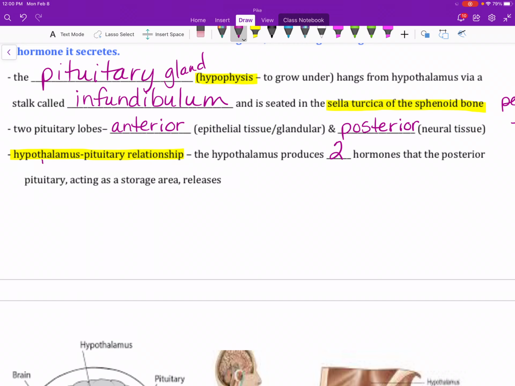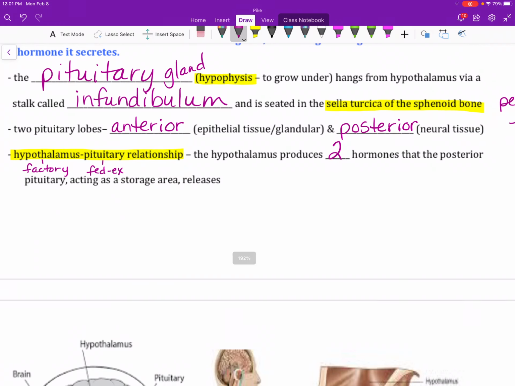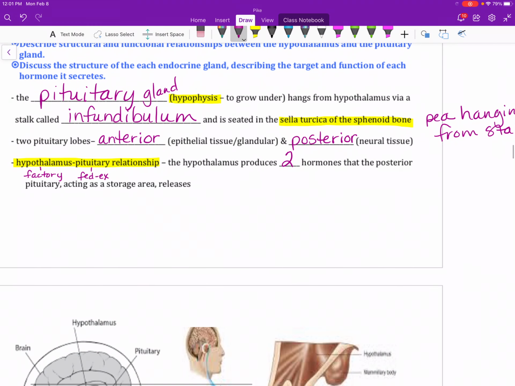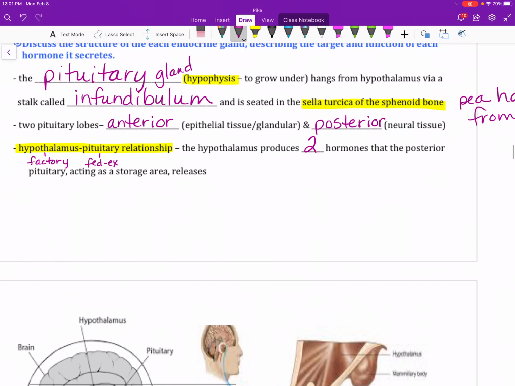The hypothalamus would be like the factory, where a substance is made, and the pituitary is just like FedEx. It's just the storage and shipping area. But the hypothalamus has no way to send out its own hormone. Those hormones just travel down the infundibulum, the stalk, down into the posterior pituitary storage area.